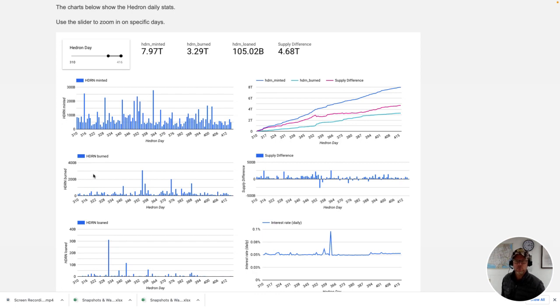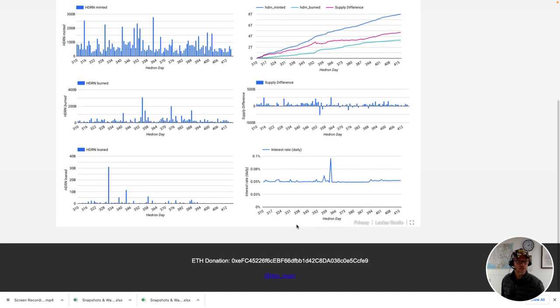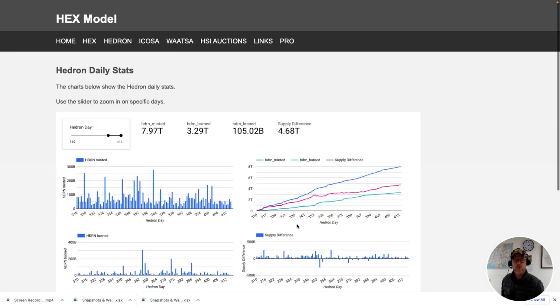And here's Hedron burned, and then the supply difference. Hedron loaned. What day was this? That was huge. I wonder if that was back in January when that guy was sending all those HSIs. And then the interest rate, daily interest rate. I'm not sure what that is, honestly.